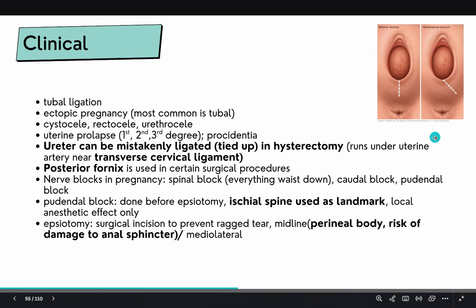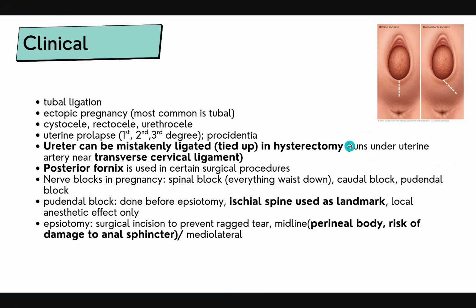Now, more clinical, just to sum up all of the clinical stuff from this lecture. So, tubal ligation is when we ligate the fallopian tube. Again, this is a form of contraception. Then we have ectopic pregnancy, where the zygote goes and attaches somewhere else, and not in the endometrium. The most common place that it gets stuck is the tubal part, okay, and it starts growing over there. Then we have the problems with the pelvic floor itself. If there's a problem with the pelvic floor and the urinary bladder is protruding out, it's called cystocele. If the rectum is protruding out, it's called rectocele. And if the urethra is protruding out, it's called urethrocele.